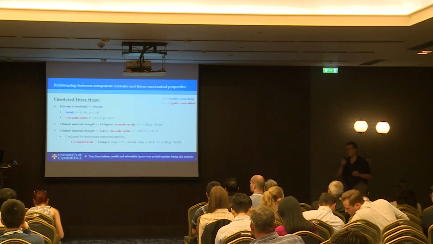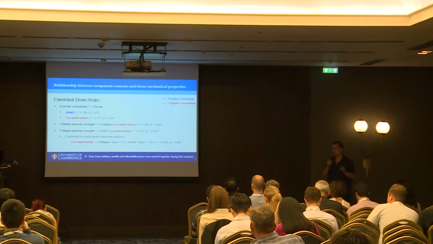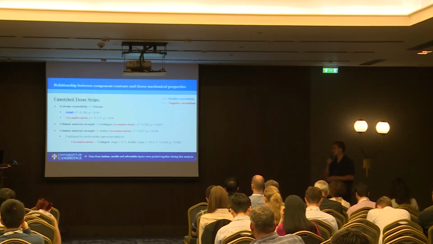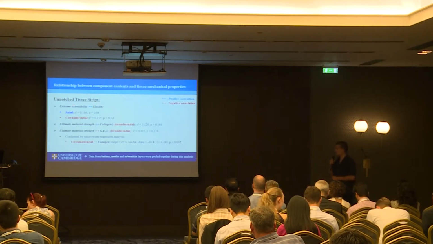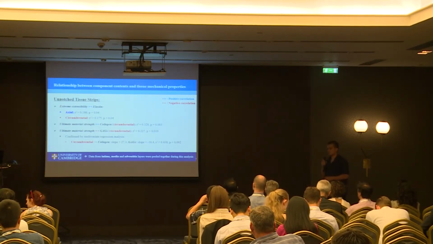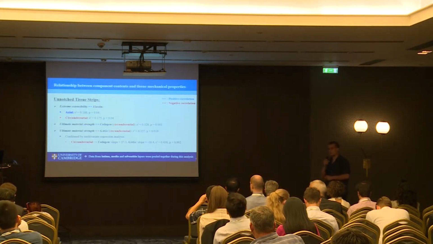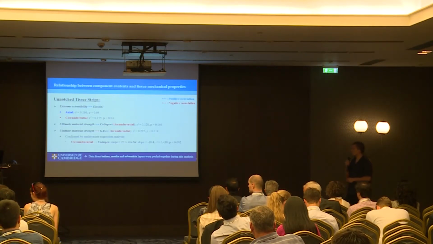Now, when we come to the main focus of our study, which is the relationship between mechanical properties and the microstructural constituents, for the unnotched tissue strips, we found a positive correlation between the elastin content and extreme extensibility. And this was found to be significant in both axial and circumferential orientations of the tissue strips. Now, in this analysis, I would like to stress that data from intima, media, and adventitia are all pooled together, so I will not be talking about the individual correlations of intima, media, and adventitia.